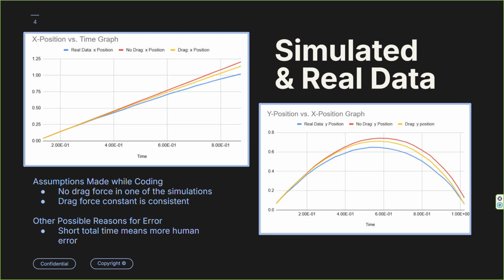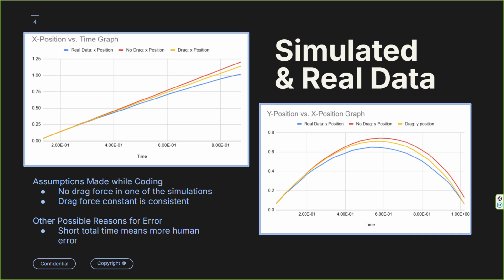Then the yellow graph shows the simulated data with drag calculated for, and the red graph shows simulated data without drag accounted for. Some of the assumptions we made when coding this is obviously when we did the red graph, we accounted for no drag. When we did the yellow graph, we accounted for a constant drag coefficient, which means that we said our paper ball, no matter what direction it's facing, it'll have a constant drag, which obviously isn't true because the paper ball isn't a perfect sphere like we theoretically hope it is.